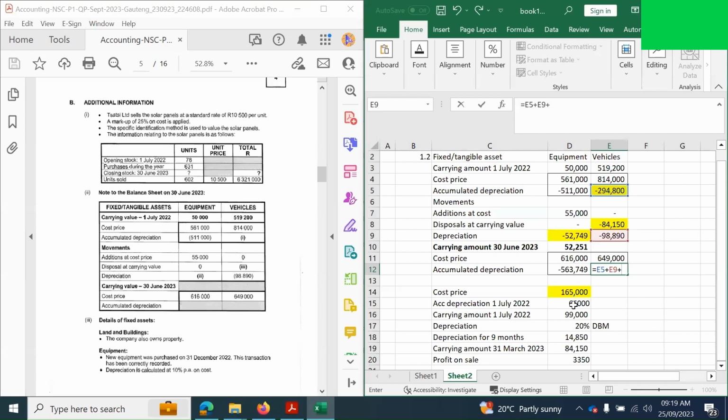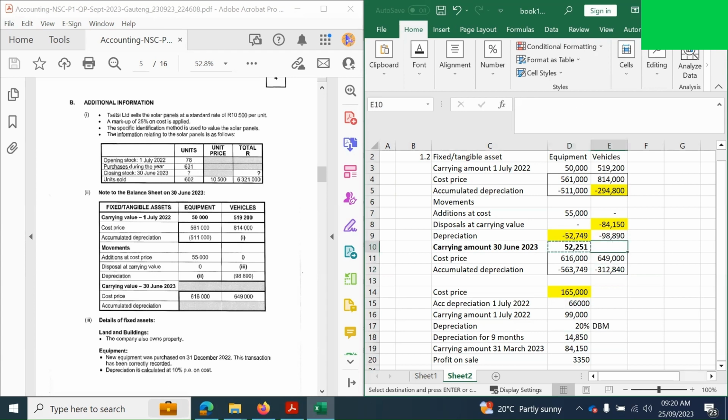And to remove it, we just simply add it, okay? Because that's a negative, so that will take it out, right? And then secondly, included in this depreciation is this 14,850, which is depreciation for the 9 months on the vehicle that we've sold. And that also needs to be taken out, right? And the reason for that is we're trying to work out the accumulated depreciation at the end of the year, and that will exclude everything else that we've sold. Okay, so I need to add that back.